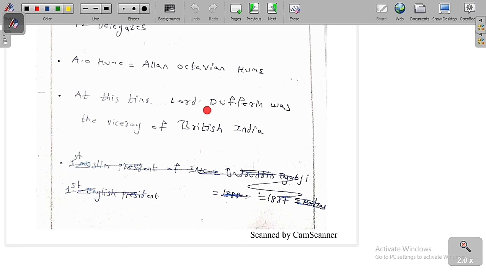At this time, in the year 1885, Lord Dufferin was the Viceroy of British India.